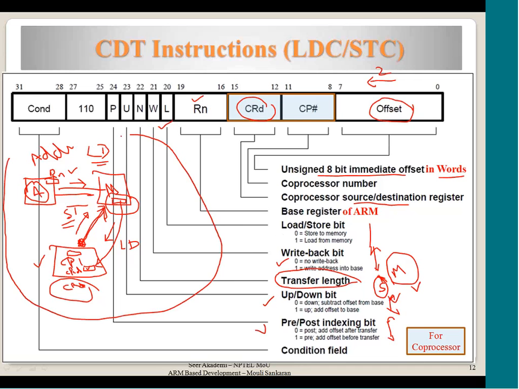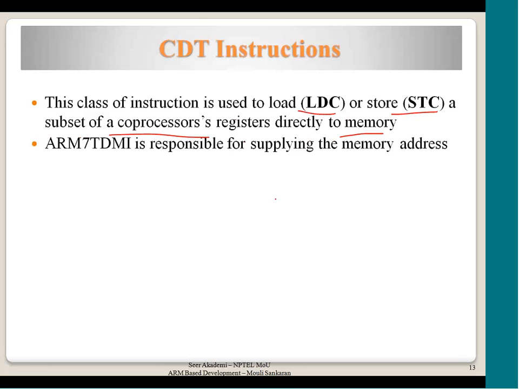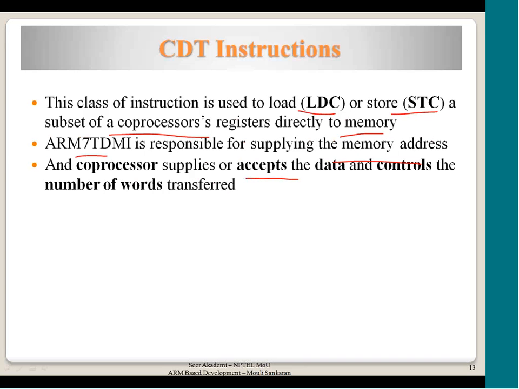You should know this is how the instruction is interpreted. Now this class of instruction is used to load (LDC) or store a value or subset of coprocessor registers directly to memory. So you can have either one value or multiple values. I will tell you how it is done. Now ARM is responsible for supplying the memory address, and the coprocessor supplies or accepts the data, and the coprocessor also controls the number of words transferred. This is very, very important.